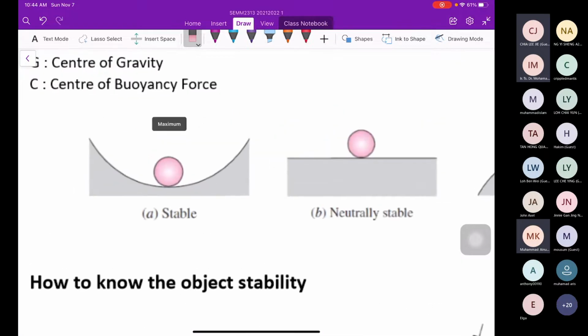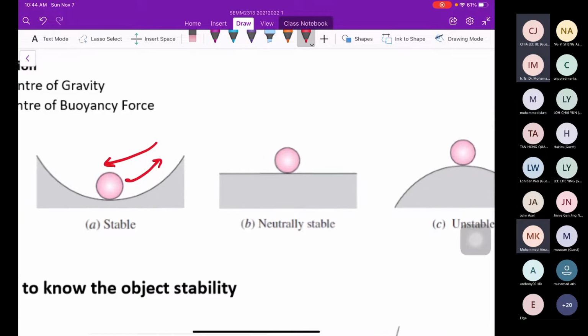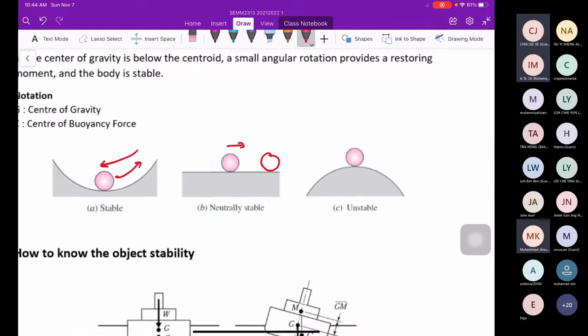You can see this is very stable. You try to move this way, it will return to the original position. This is neutrally stable. It is initially stable, not moving. You give a force, it will move and stop here. However, for the unstable, initially it is at this location. You give a small disturbance, it will move. Unstable.